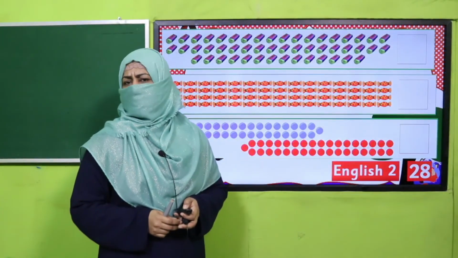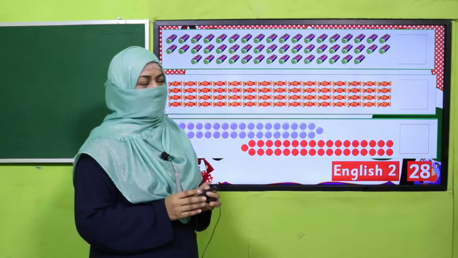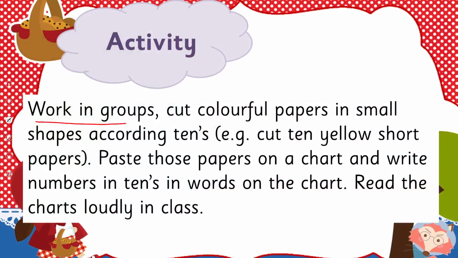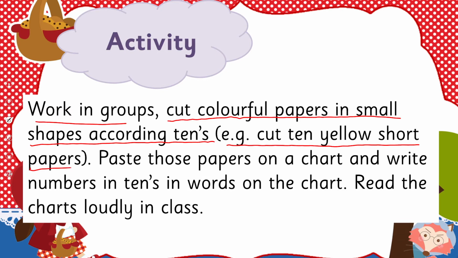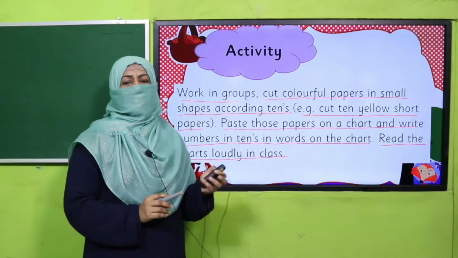Yes, my dear children, are you done with it? I hope you are smart and now you know how to count in tens and how to write in tens. Wonderful. So I'm giving you an activity. Work in groups. Cut colorful papers in small shapes according to tens. Okay, teachers? For example, cut 10 yellow small papers and then 10 red and blue and different. So paste those papers on a chart and write numbers in tens in words on the chart. Read the chart loudly in class. So make groups of these students and do this activity.